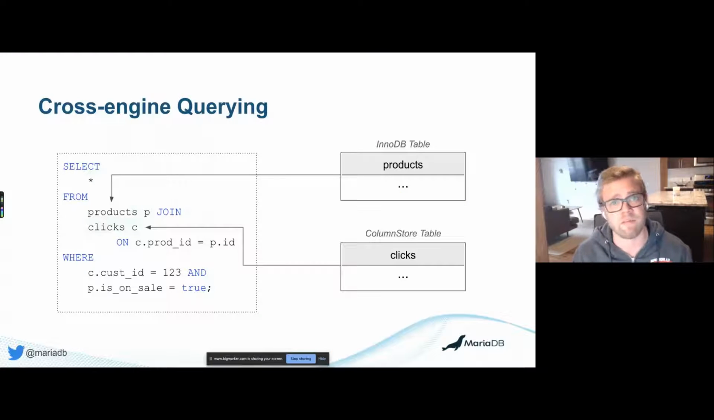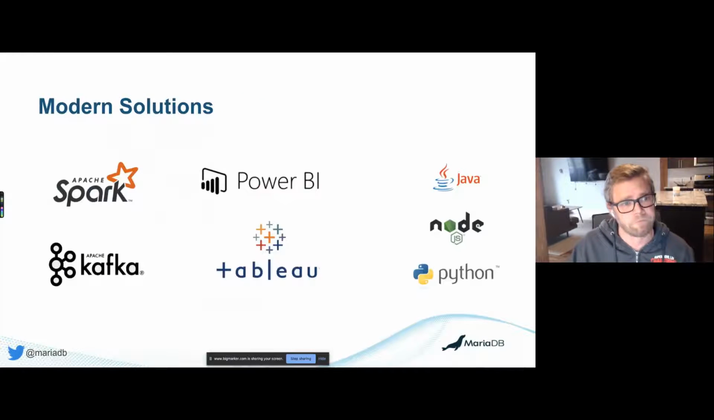Some of the things that I haven't even had time to get into are things like cross-engine querying. If you're putting two storage engines inside of the same server instance, you have the ability to use SQL on both of these two tables, for instance. So you can take advantage of transactional information that exists in a products table, or maybe you've got clickstream information inside of a clicks table that's a ColumnStore table. You can take advantage of that using cross-engine querying in a single SQL query.